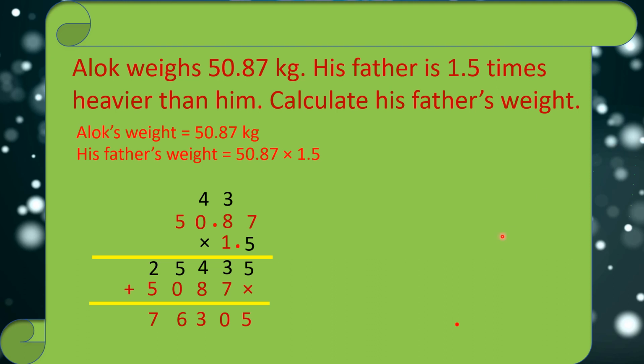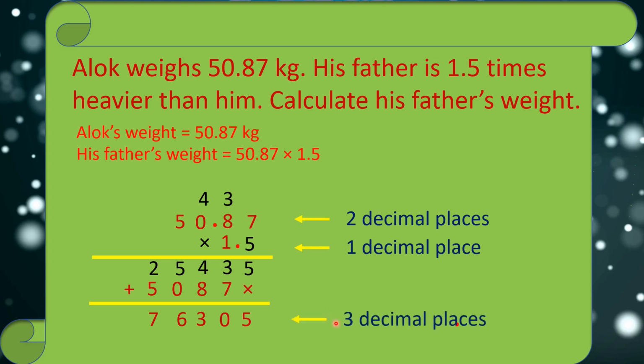Now we will count decimal places. So here 2 decimal places, and in this number 1.5 1 decimal place, and in the answer, in the product, there should be 2 plus 1. It means 3 decimal places should be there. So we will count 1, 2, 3, and we will put the decimal here. So it is 76.305. It means his father's weight equals 76.305 kilograms. Always remember that in any word problem, units are very important.